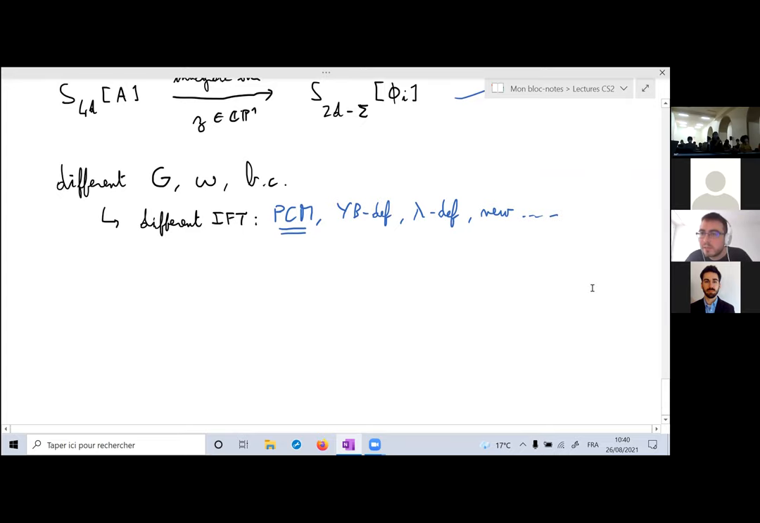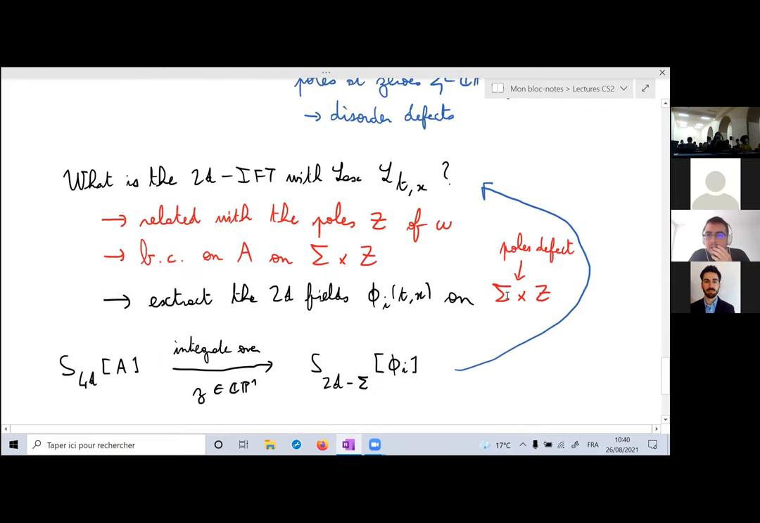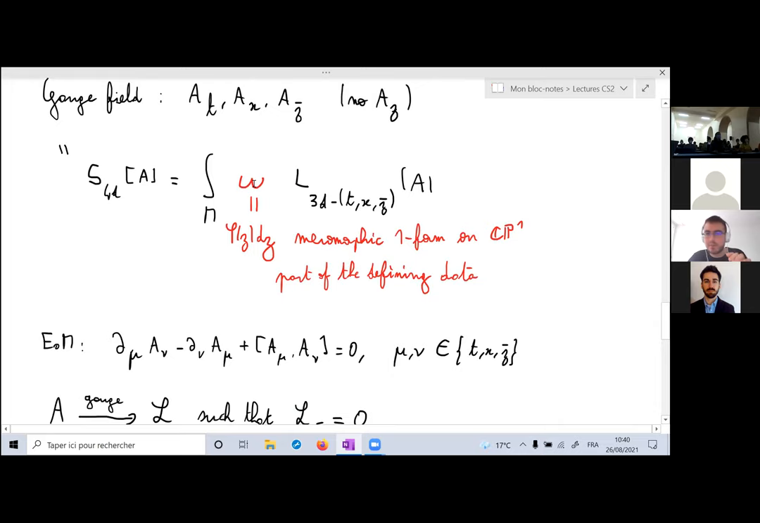I have a question. Yes. So in some places you write this curly Z, and in some places you write CP1. I didn't get the difference. This curly Z here? Yes. So these curly Z are the poles of omega inside of CP1. So there's a finite set of points inside of CP1, which correspond to the poles of this omega here. Okay, thanks.